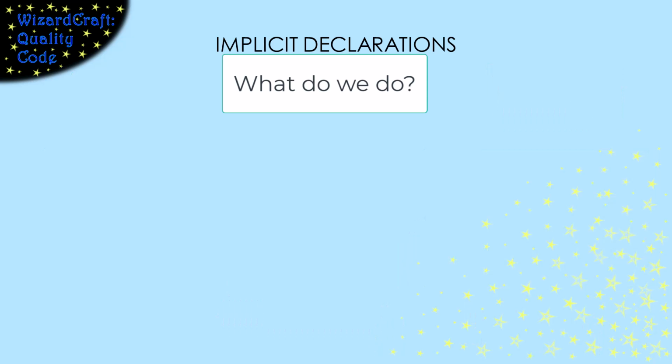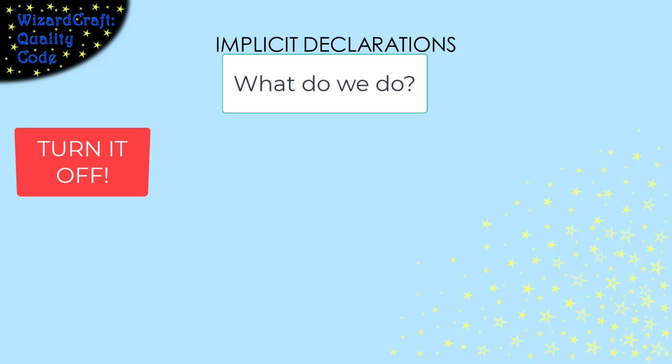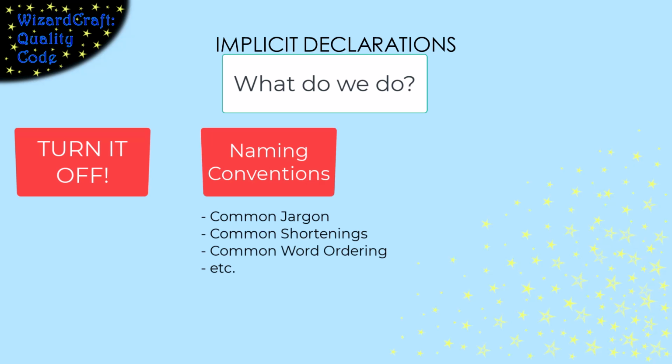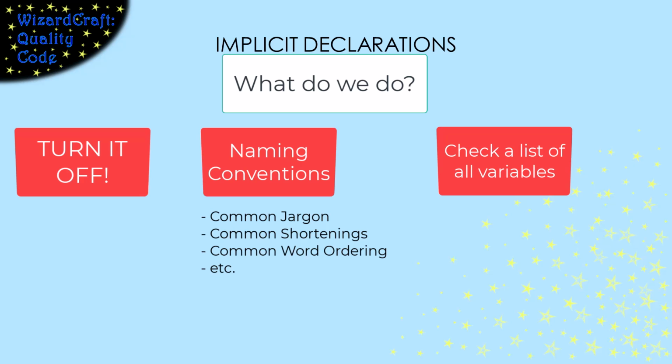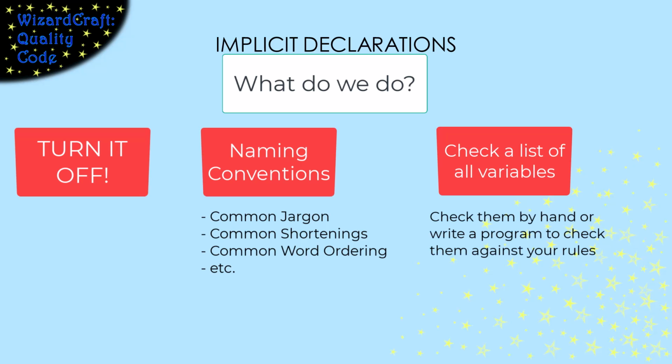Fortunately, most languages have the ability to tell the compiler not to do this. If you can turn it off, you should. If you can't turn it off, consistent naming is your only hope. You and your team need to follow really specific naming conventions to reduce the risk of naming the same thing two different ways. As a last resort, often a compiler can output a list of the variables, and you can use that to flag things that don't follow your conventions in the hopes of finding accidental variable creations.